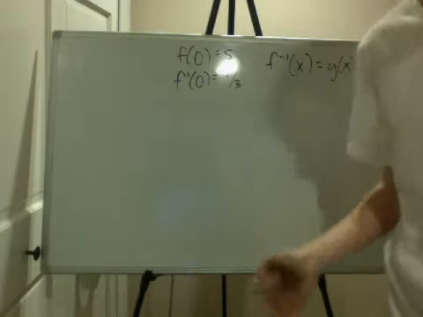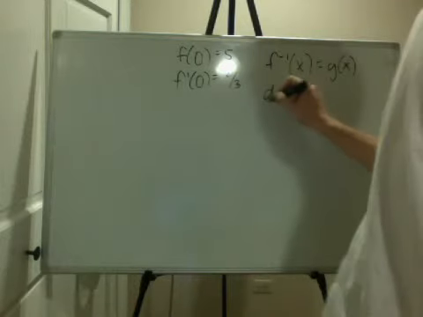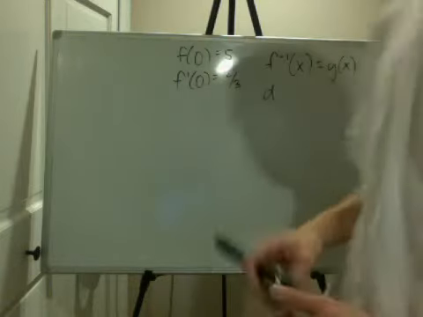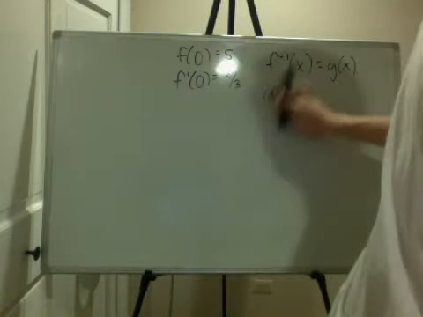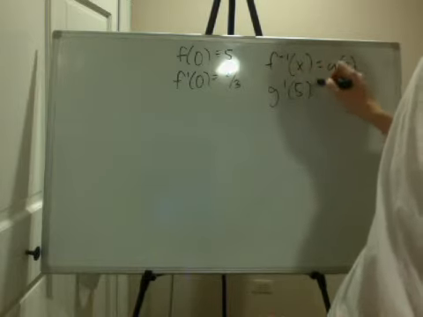If you guys remember what an inverse is, that's when you switch the x's and the y's and solve for y. That's basically the reflection of the equation over x equals y. What is the slope of the tangent line to g of x at x equals 5? Basically what this question is saying is, what is g prime of 5?